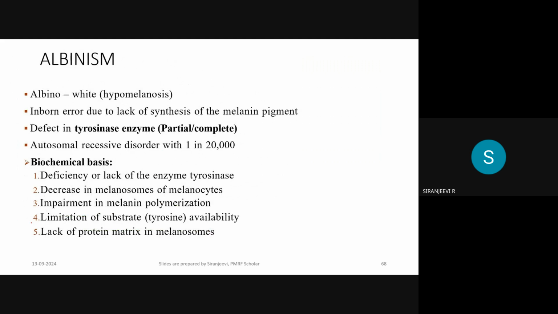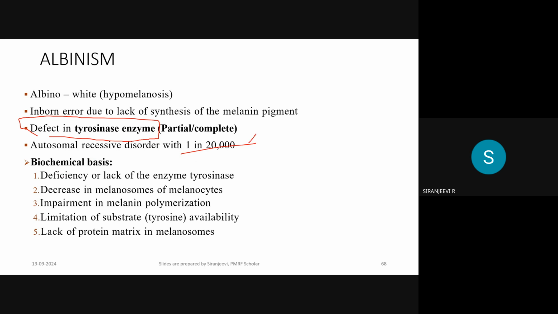One such disease that we are going to see today is albinism, which is called albino, meaning white. So this is also an inborn error of metabolism due to the lack of synthesis of the melanin pigment, with defects in the tyrosinase enzyme synthesis. And this is also an autosomal recessive disorder, which has 1 in 20,000 incidence.